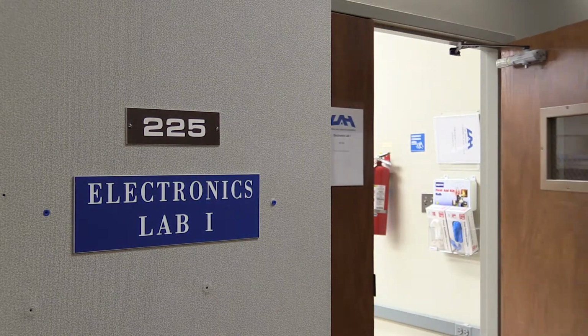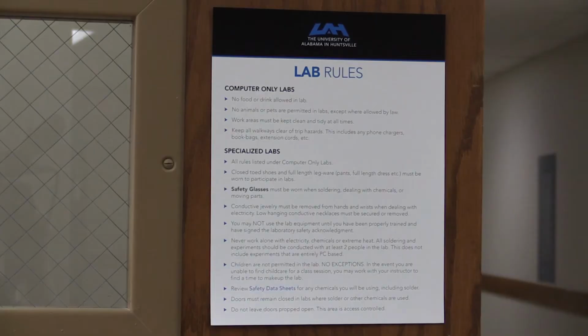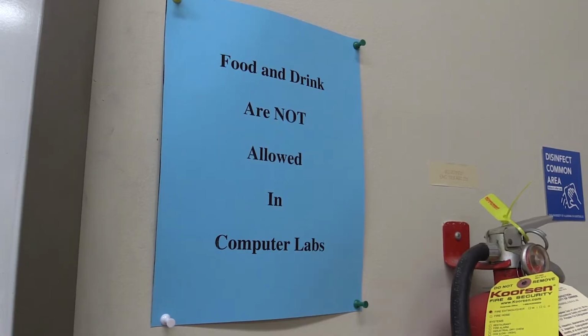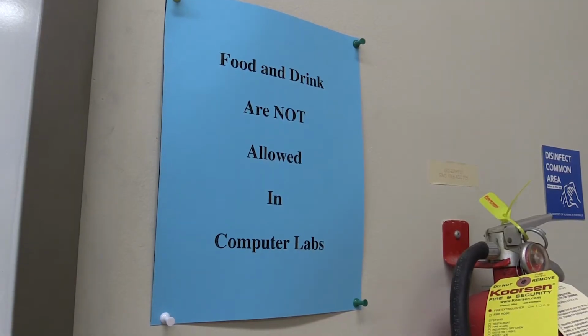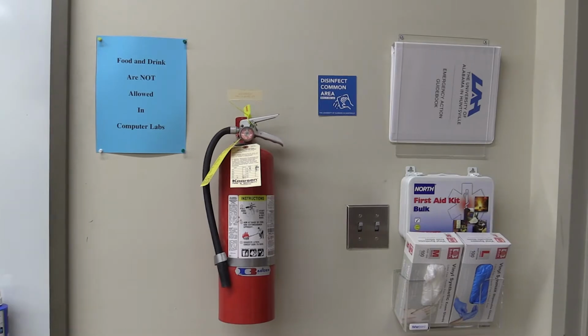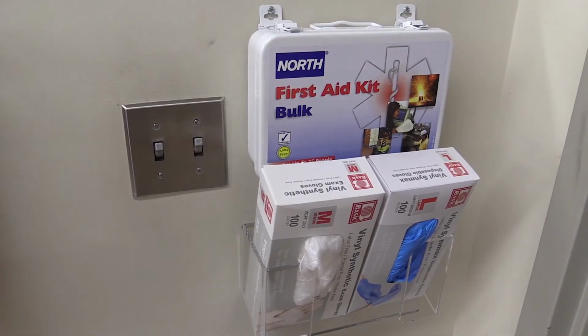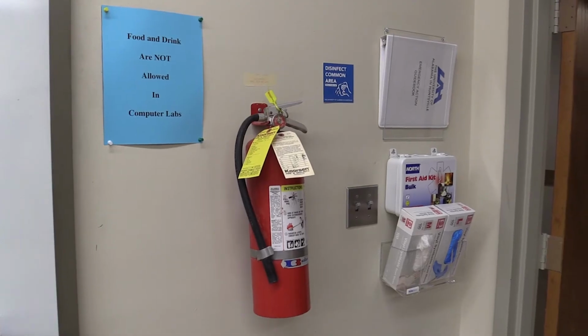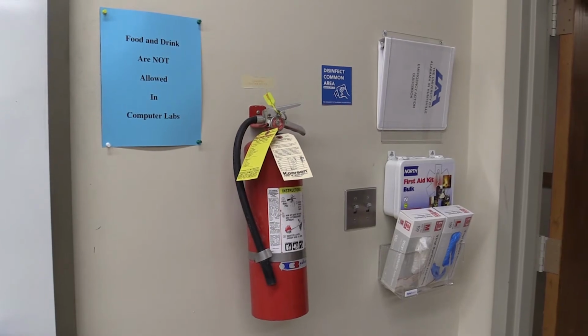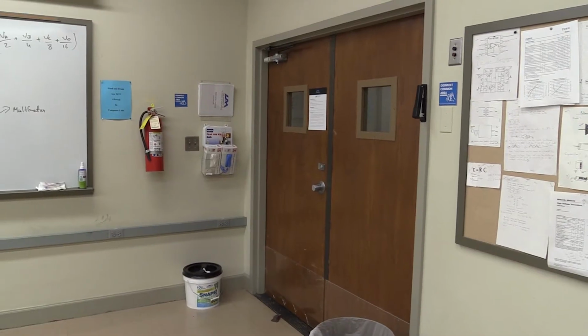At this entrance, there are several signs, such as safety signs that inform students that eating and drinking are not allowed, the location of a first aid kit, and commonly used analog component information. General information about campus and laboratory emergency procedures is provided at the entrance of the lab. There is one emergency exit.